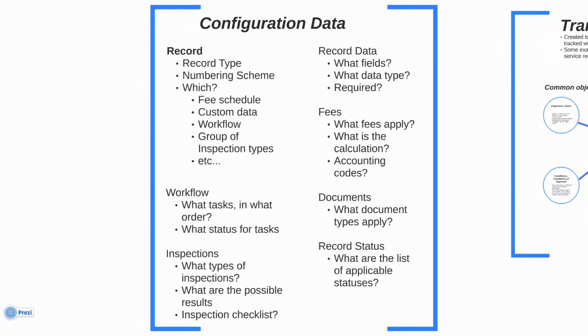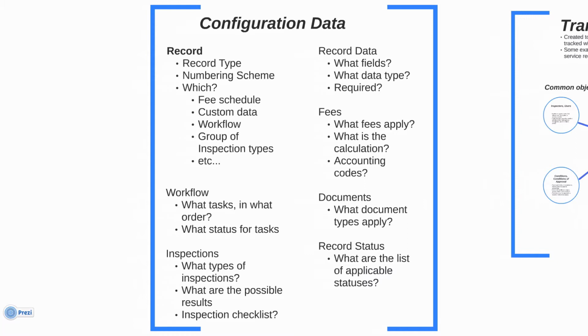Record status. What are the list of applicable statuses that a record can fall into throughout the process? For example, when I first submit the application, the status might just be received. Once the review coordinator has distributed the record for review, the status may be in review. Once the review is complete, the status might be issued. Once the final inspection has completed, the status might be finalized and ultimately closed at some point. So we have to define what are the applicable statuses for this record type.